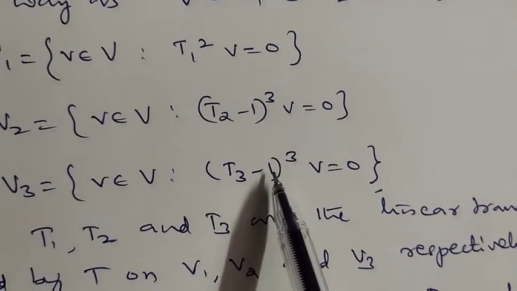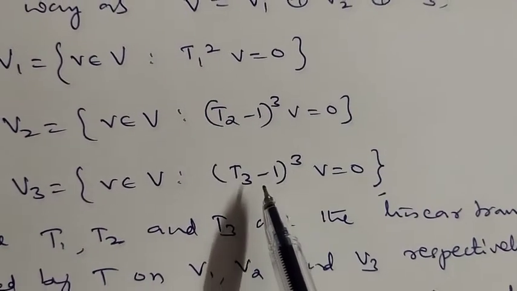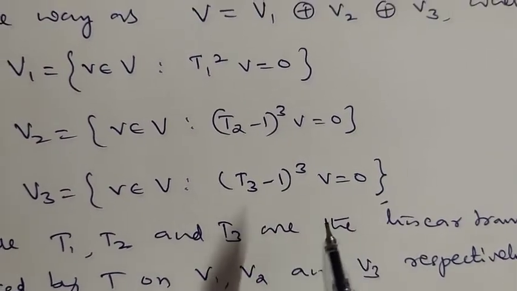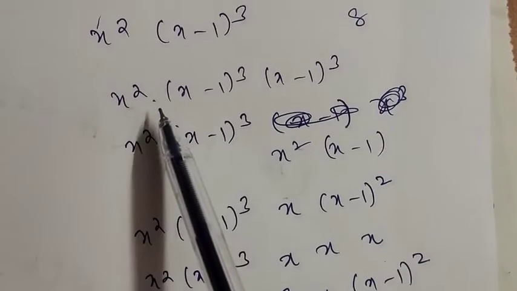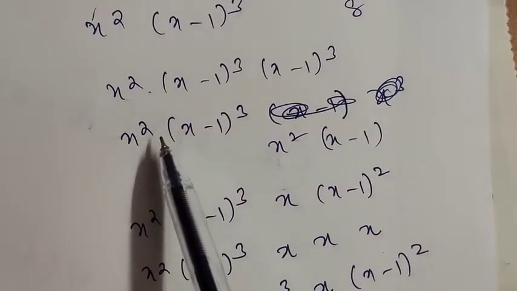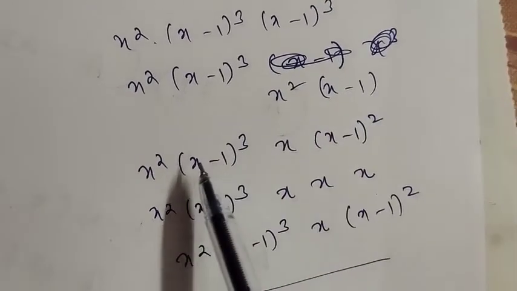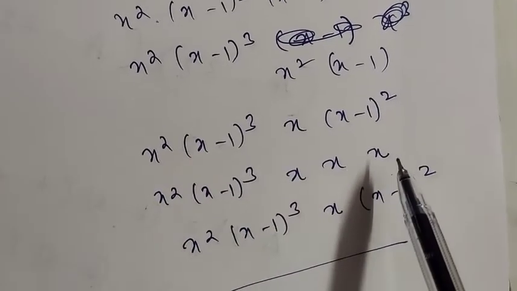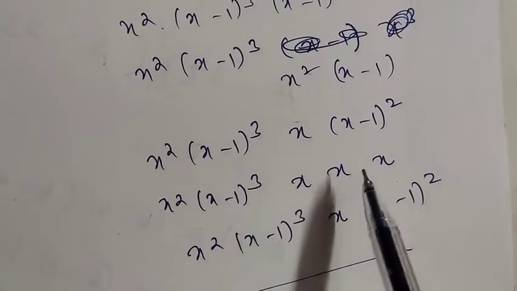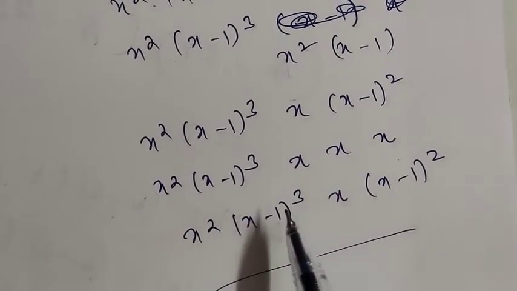The eigenvalues are 1 and 1 only. Here 0 is the eigenvalue, right? So now (T3 minus 1) whole cube of v is 0. If we take this split as an option, T1, T2, T3 come. If you take this as an option, V1, V2, V3, V4, therefore T1, T2, T3, T4. Similarly T1 to T5 and V1 to V5.